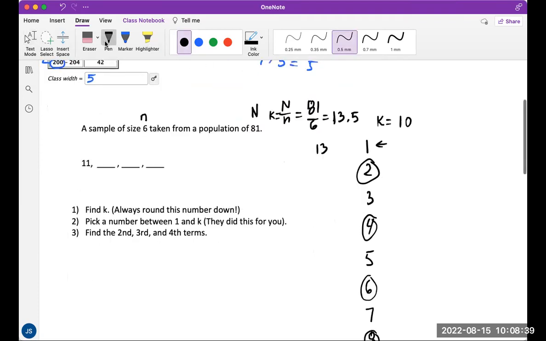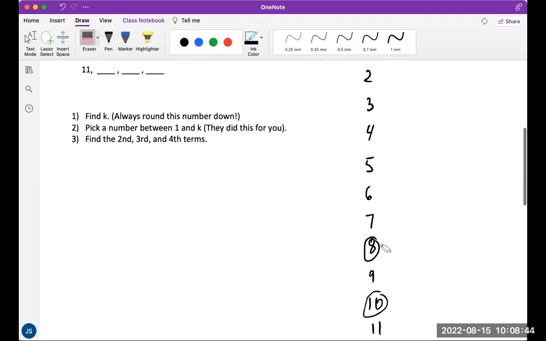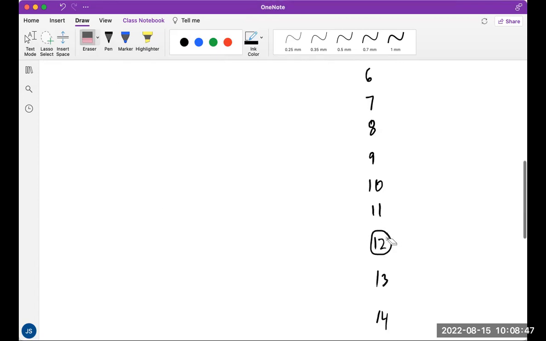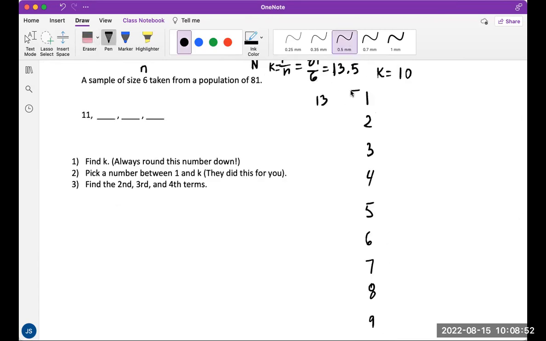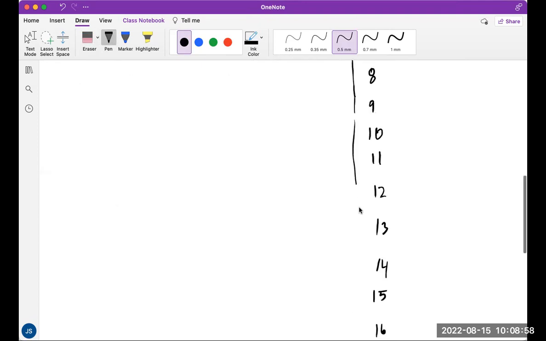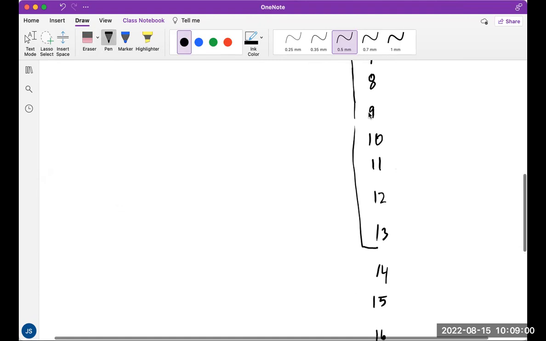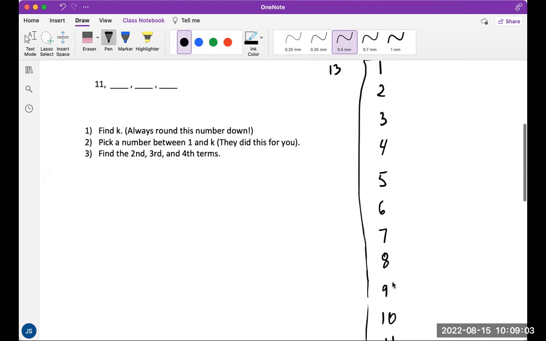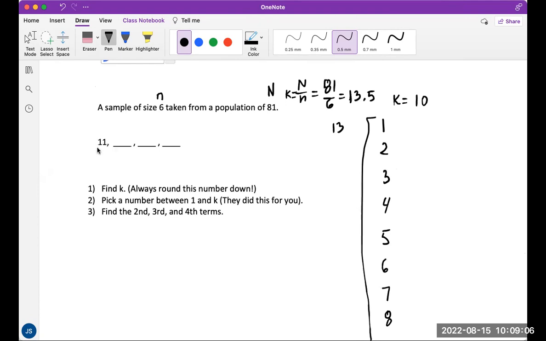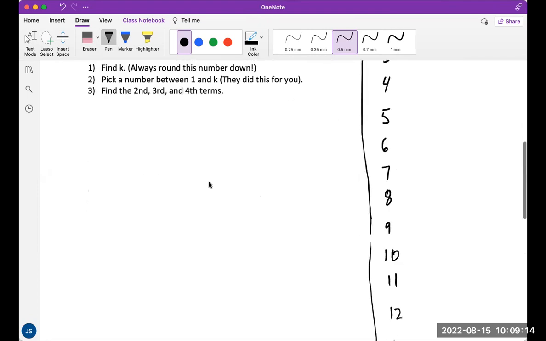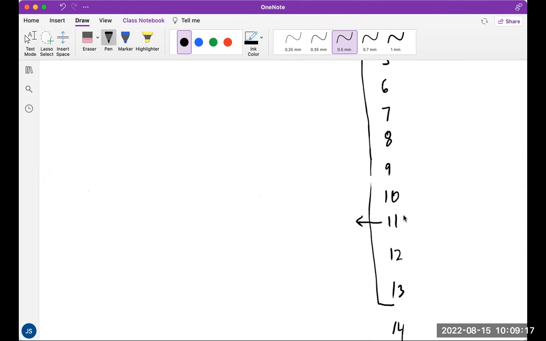So I circled the people to be in a sample, right? We're picking one number in that first group of 13 to be in a sample. So within these first 13 people, I have to pick one person to be sampled within that first 13. So they said, let's pick 11. And in this problem, they already picked that number between 1 and K for you. It's 11 in my situation.